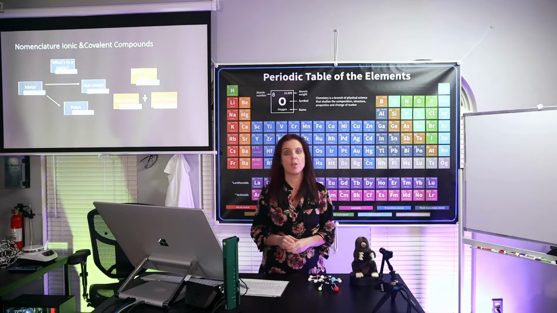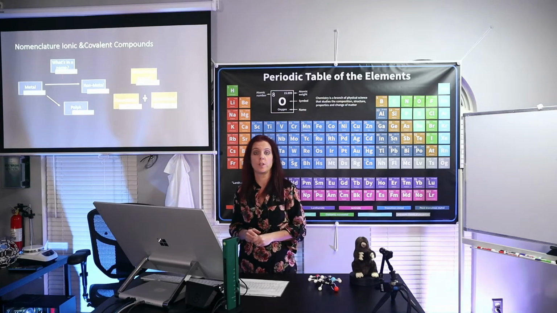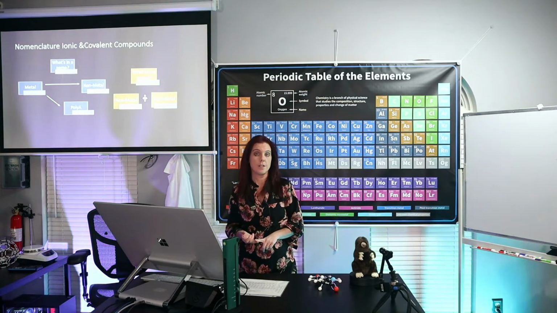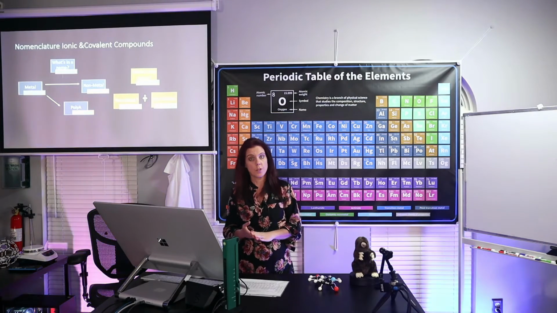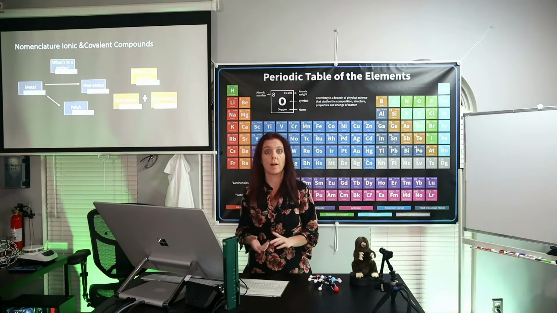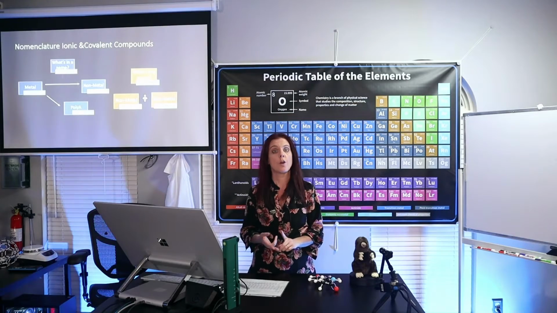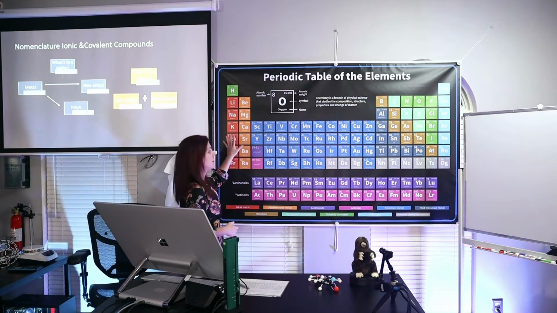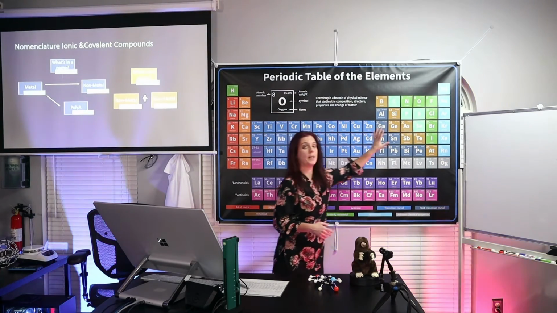In this video I'm going to go through nomenclature. I'm going to show you how to write the chemical formula and how to name different types of compounds. The two types of compounds I'm going to focus on are ionic compounds and covalent compounds. Now with an ionic compound we know that it is a metal bonded to a non-metal.